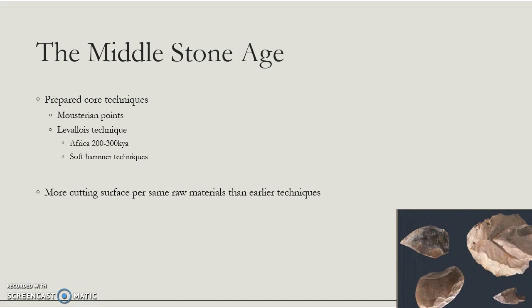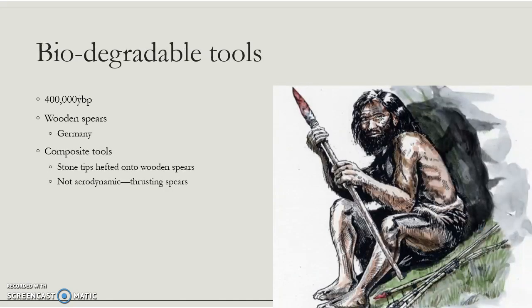And ultimately, the way we look at this, on top of whether it's core or flake, and whether it's direct percussion with that hammerstone or indirect, is the cutting edge per raw material. Out of that original core rock, the amount of cutting edge we're getting is astronomically higher than we got with the old one or even the Acheulean tools. So that is very important. These are very advanced tools.